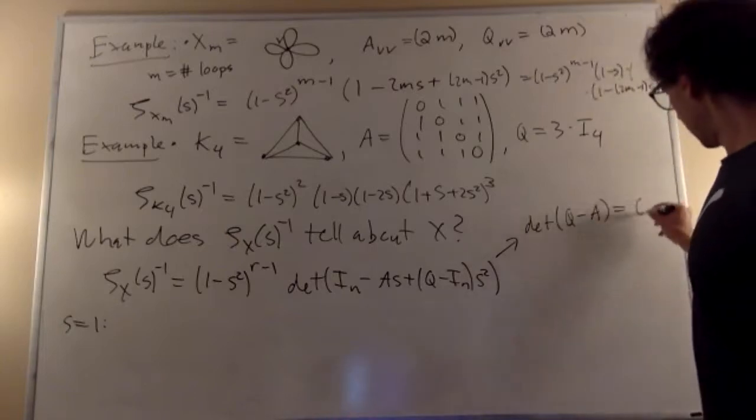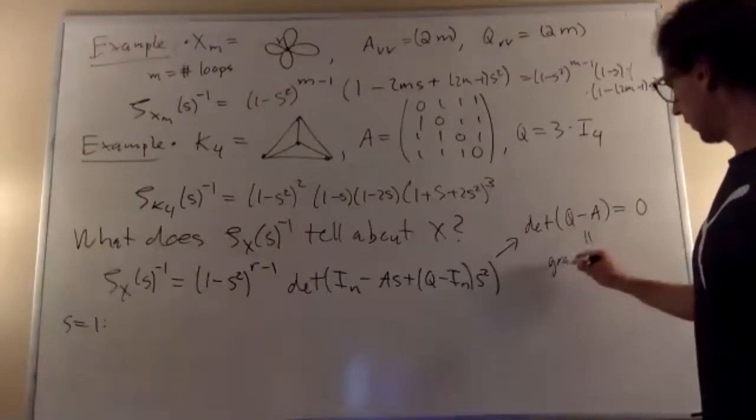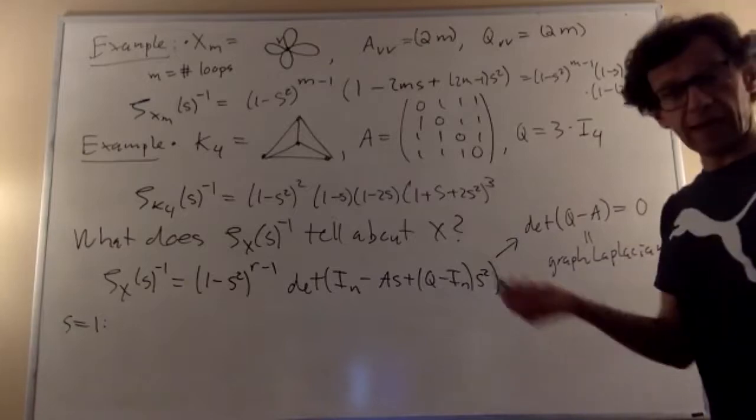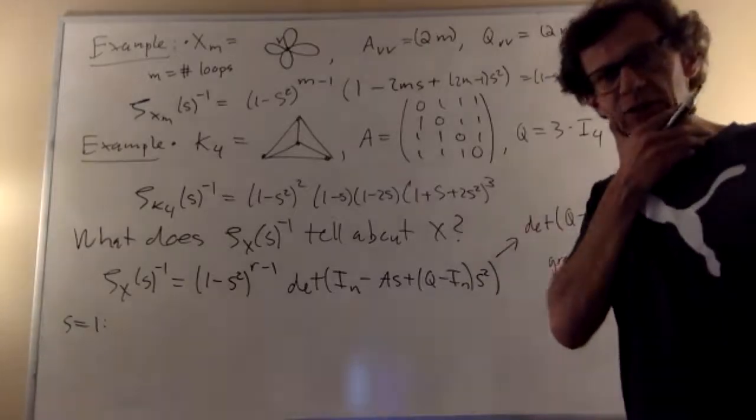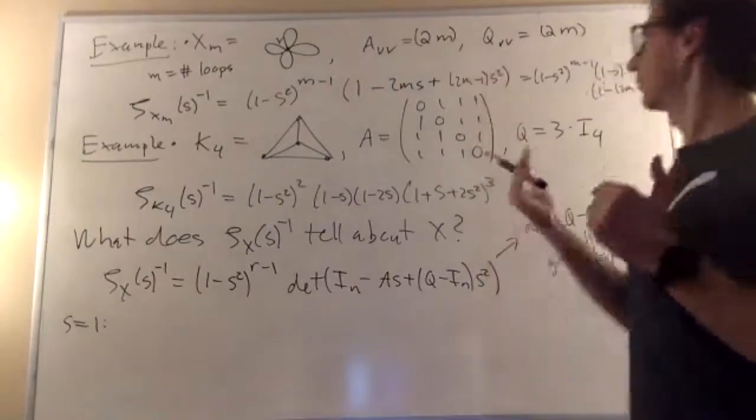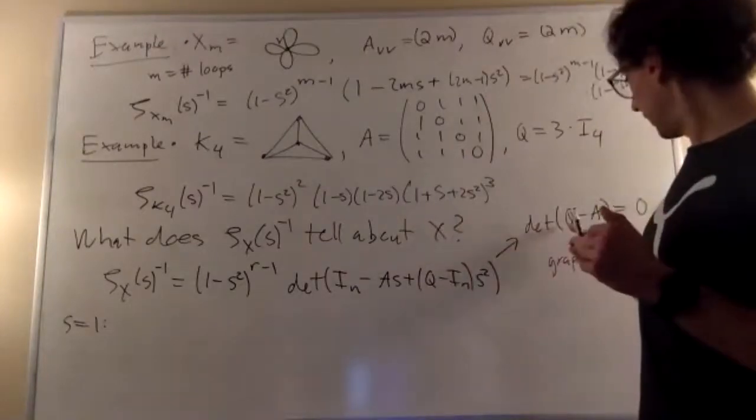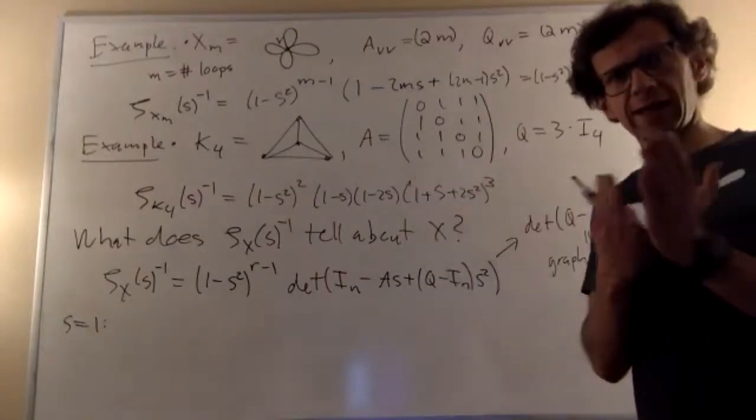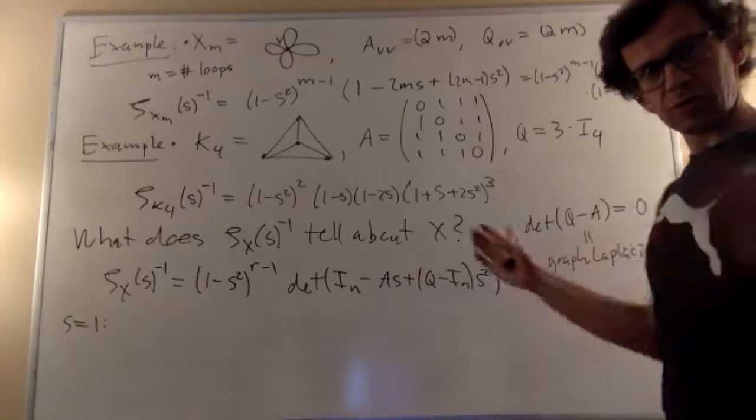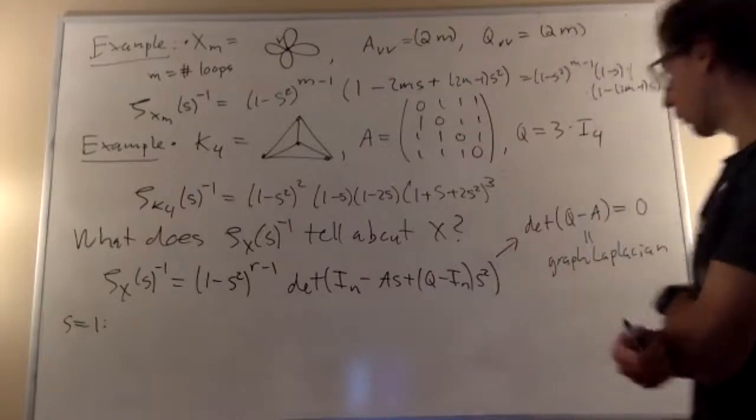So this is always equal to 0. The matrix Q minus A is what's called the graph Laplacian, and it's a classical theorem that its determinant is 0. This is actually very easy to explain. If you take all of the rows of Q minus A and add them together, then all of the contributions of Q are going to cancel exactly the contributions of A. You're going to get 0. So the rows of this matrix are linearly dependent, and therefore the determinant is 0.